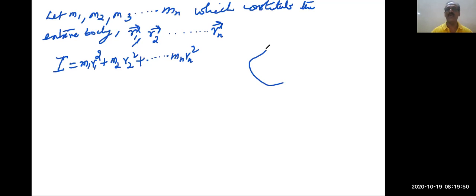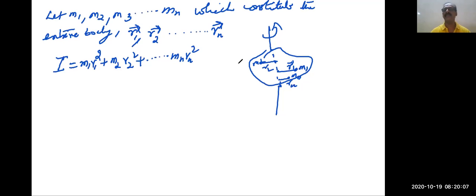If you want, you can draw a diagram for it. This is the axis of rotation, and this is say m1, this is r1. Say this is m2, this is r2. Like that, a large number of bodies we can imagine here, mn rn. This can also be written as sigma, sigma means add all these things, mi ri squared, where i is equal to 1 to n.